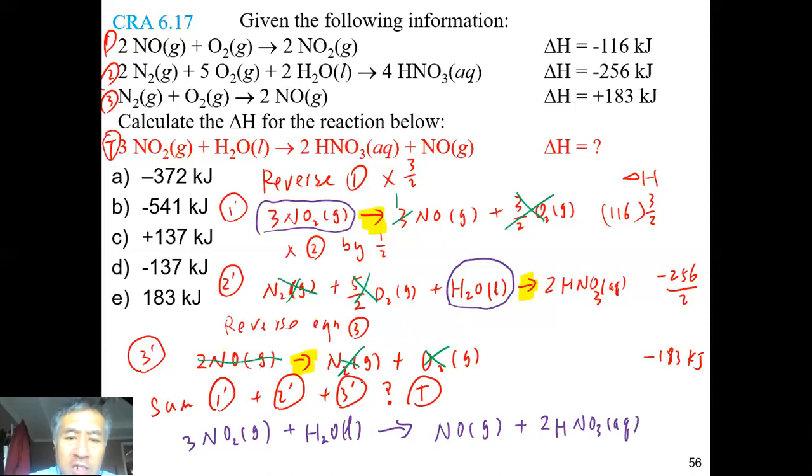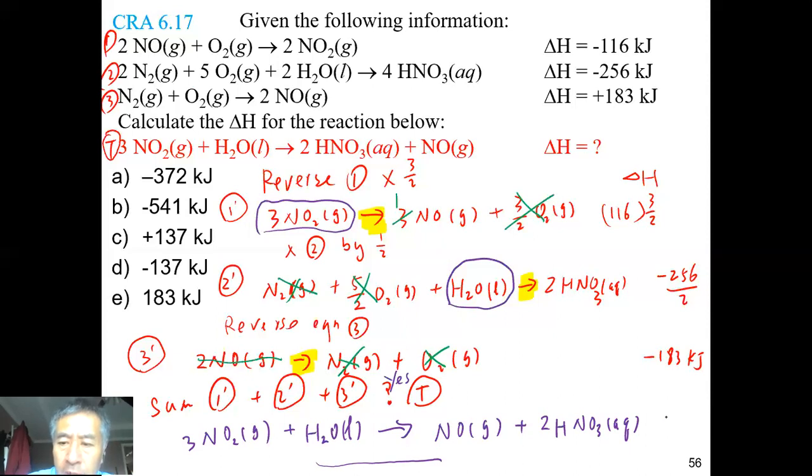And we don't have anything left over on the right side of 3 prime. So that's all we have for the summation of 1 prime plus 2 prime plus 3 prime on the left side, on the right side. So that's matching. So yes, that means if you add in this 1 prime, 2 prime, 3 prime, you have T, because this is matching this T.